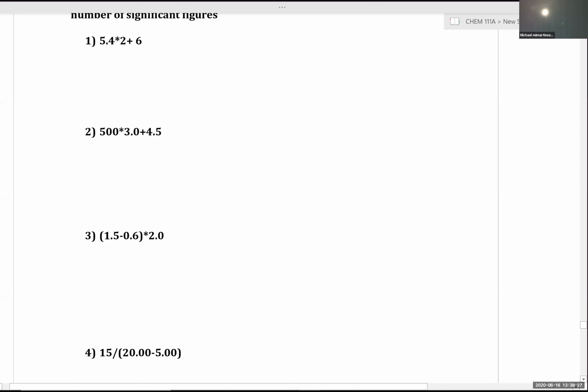So we see a wide range of answers. Let's discuss each of these problems step by step. In this first example, we're doing multiplication first. So we have 5.4 times 2. The top number has 2 sig figs, 2 has 1 sig fig. That gives us 10.8. We're only allowed to report 1 sig fig. So 10.8, only the 1 is significant.